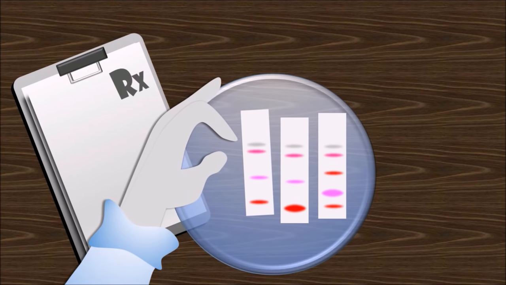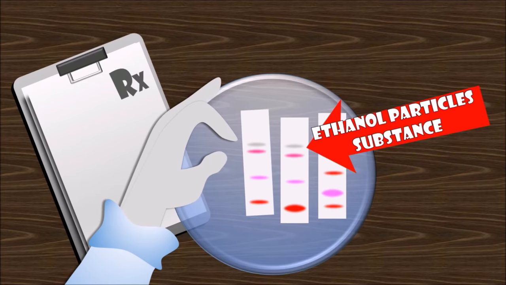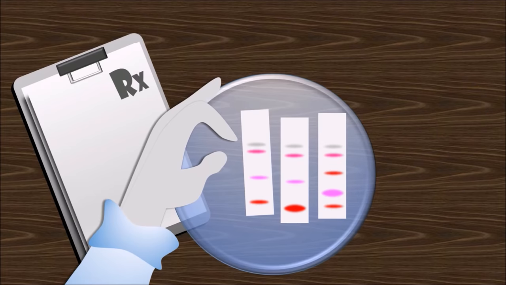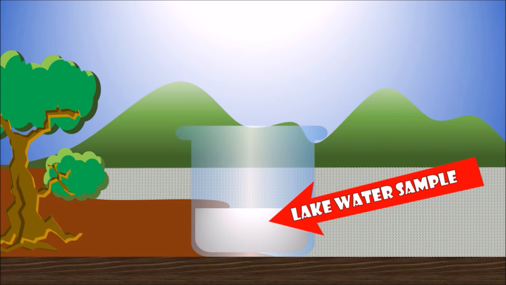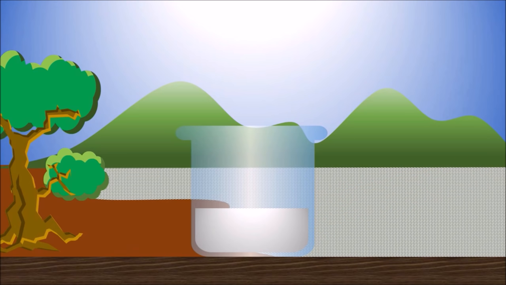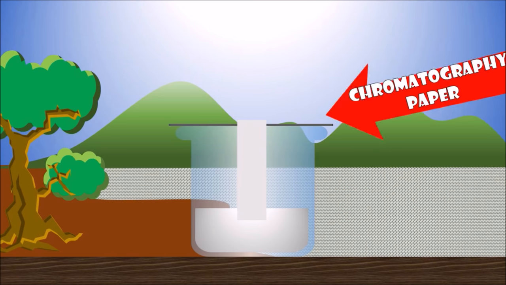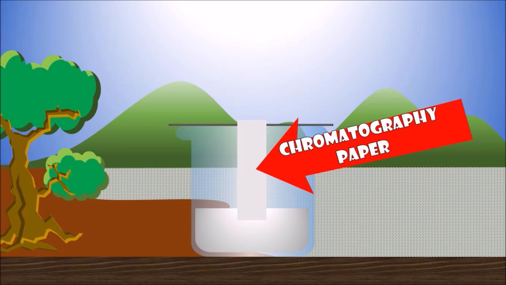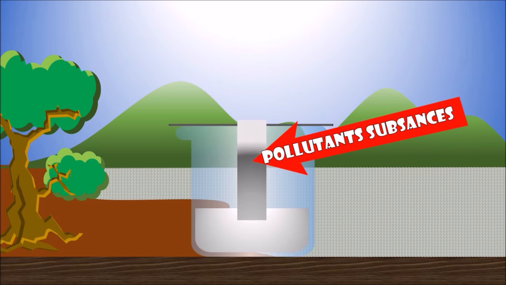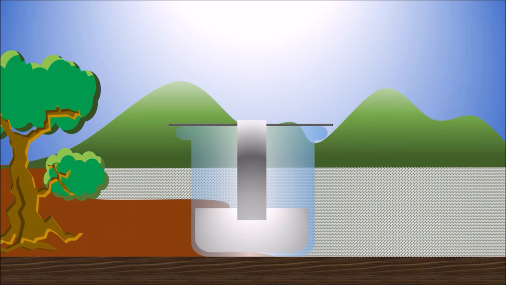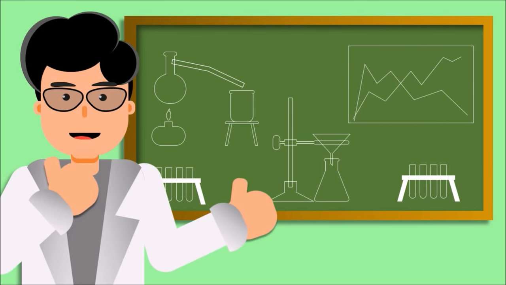This method is used in hospitals to detect alcohol and other substances in the bloodstream. It is also used by environmental agencies to detect the level of pollutants in the water supply. You can separate mixtures based on the forms of the mixture.